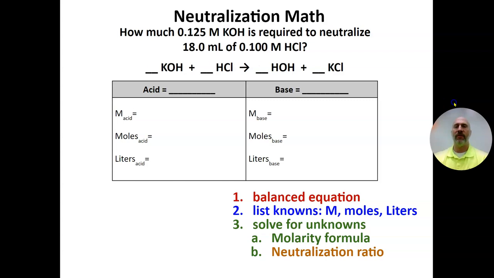So the first thing we'll have is a balanced equation. Usually I believe this is going to be given to you balanced. In this problem right here, this is a 1-to-1 ratio, right?